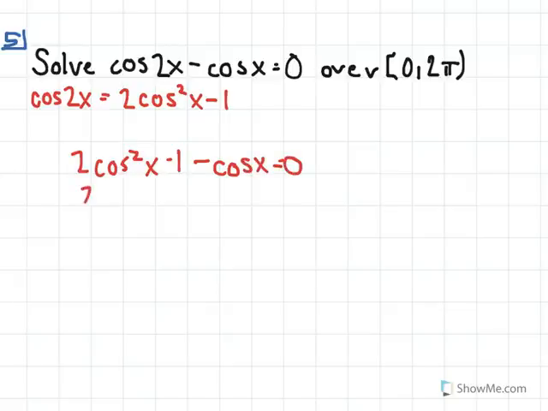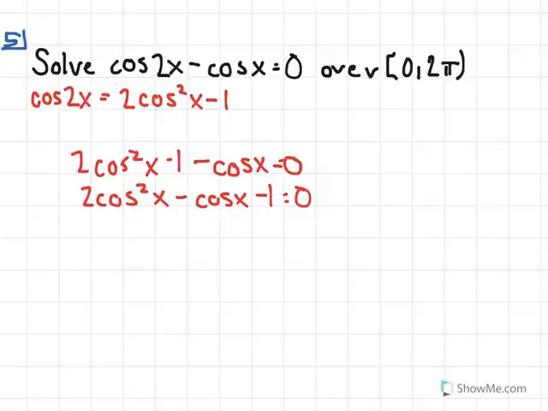So we may recognize this as a little more workable if we write it as 2 cosine x minus cosine x minus 1 equals 0. So now we can see that it's a quadratic. So we could either use the quadratic formula or factoring to solve for cosine of x. This would be pretty easy to factor.